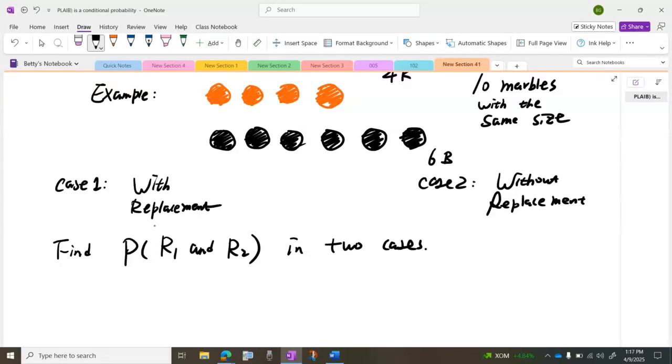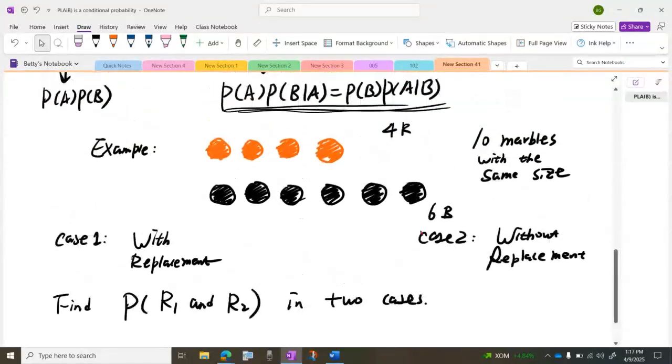In the first case, you put it back, because it's with replacement. And then you mix the 10 marbles, and then you get another one. And then you record the color of the second marble. So that is case 1. That's the experiment for case 1. You draw 2 marbles in succession.